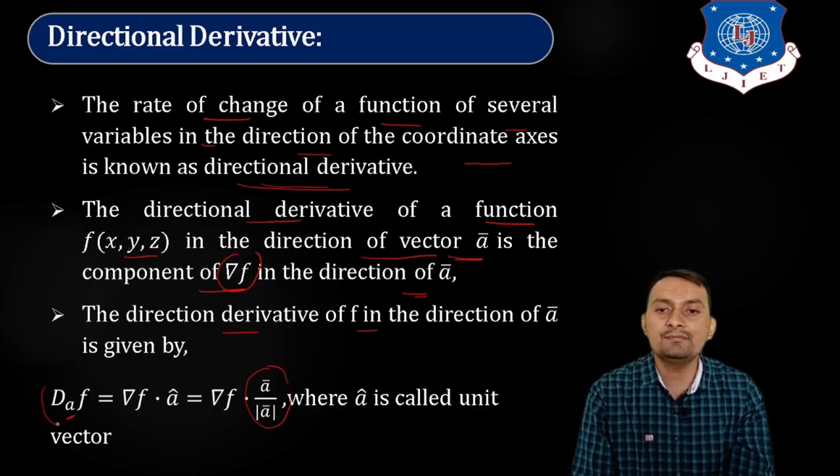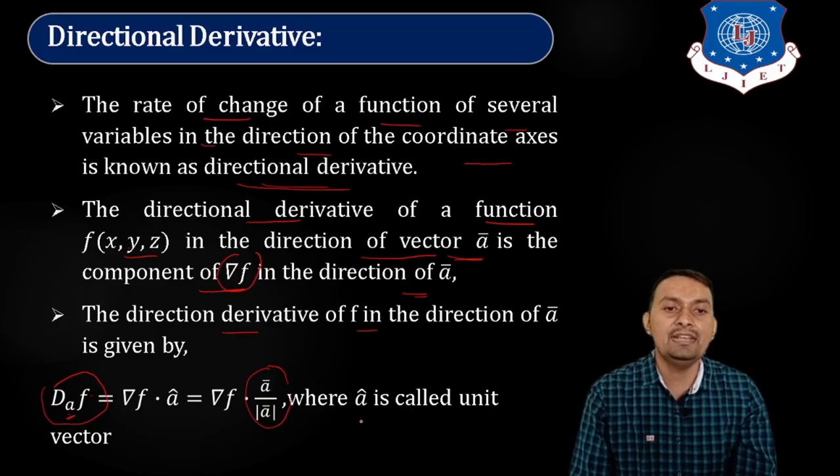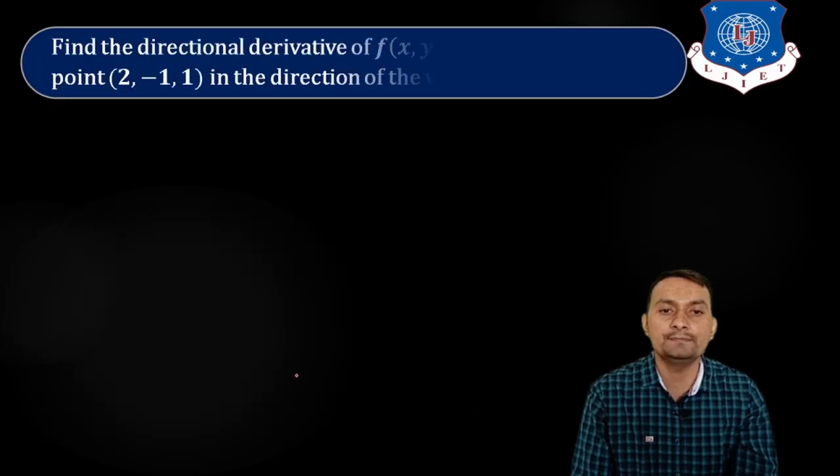Sometimes we write the directional derivative of the function f in the direction of a. What does this mean? This means the directional derivative of this function in this unit vector. So we keep in mind that a is the unit vector. Suppose a is not a unit vector, then we can determine it in this way.